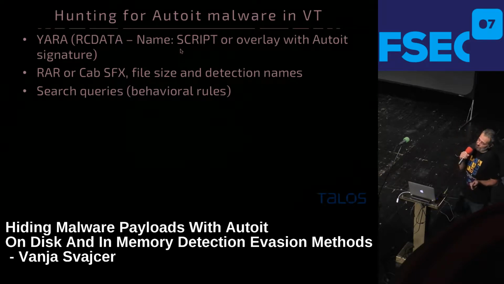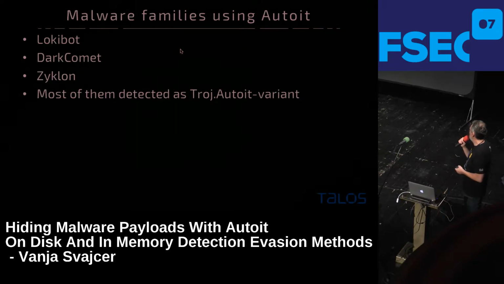For the RAR and self-extractable cab files, that's a bit more difficult. Then I usually use the import hash, file size, and the detection name by anti-malware tools, and most of them are detecting with some kind of Troj, Autoit, something, and that's where you find these interesting things. And of course, you can also try to use some of the behavioral rules from VirusTotal when certain temporary file names are used. I think it's one of the temporary file names, aut something.temp. So you could see from there as well a bit.